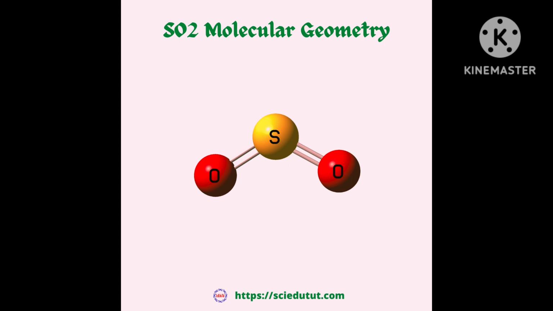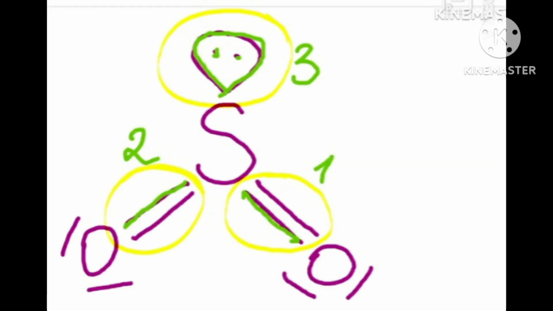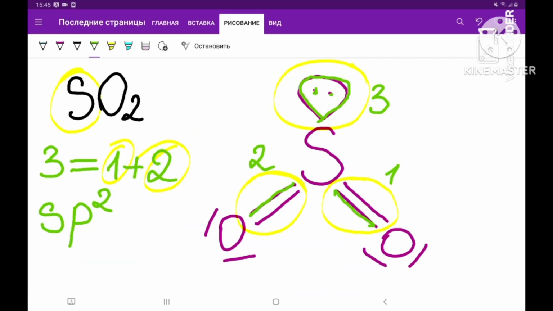Well, as you see, 1, 2, 3, these hybridized orbitals, I will make them green. They show how many sigma bonds we have. Even a lone pair is considered like sigma. The other, we have 2 more pi bonds here. We see they are purple. These pi bonds are created by non-hybridized electrons.